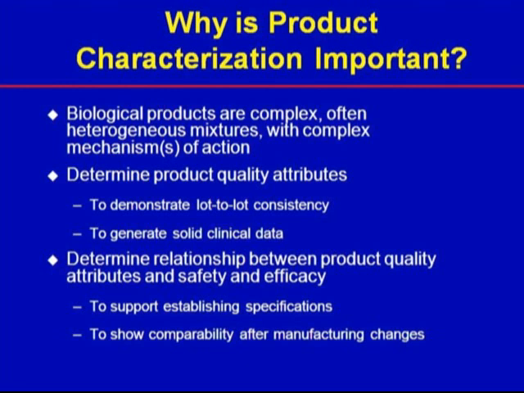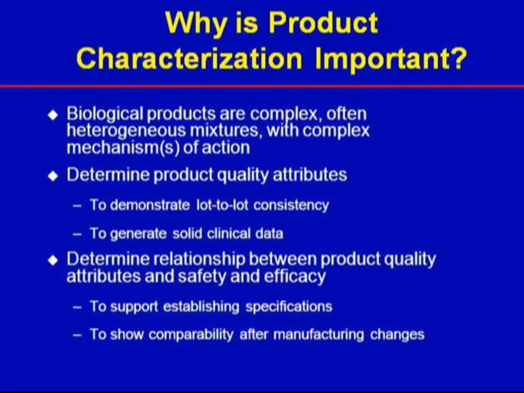Biological products are complex, often heterogeneous mixtures with complicated mechanisms of action. This complexity underscores the need for product consistency, which is necessary to generate solid clinical data. The more you know about your product, the more straightforward it will be to determine the relationship between certain product quality attributes and safety and efficacy. These relationships will be critical as your product advances towards licensure.